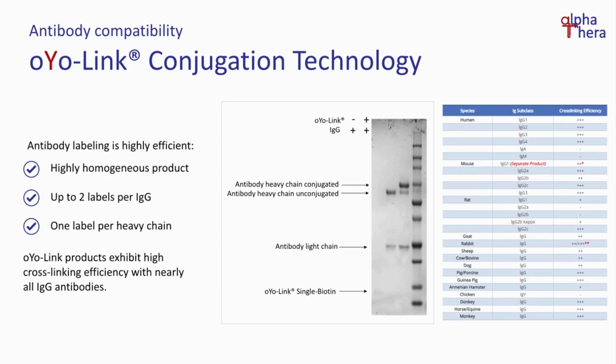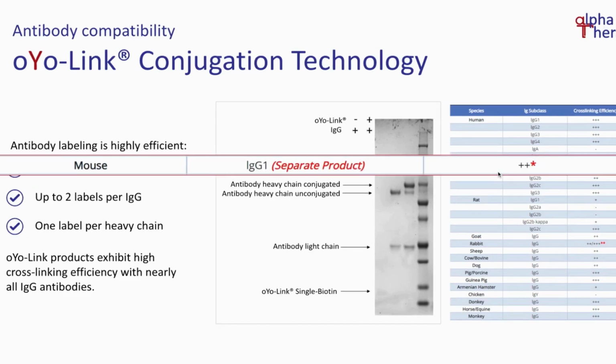We usually do not recommend oYo-Link products for the labeling of antibodies with a single plus or minus on the compatibility table. Our standard version of oYo-Link products label all of the antibodies listed as being compatible, except for mouse IgG1. Mouse IgG1 requires the use of a separate oYo-Link product that only labels mouse IgG1.